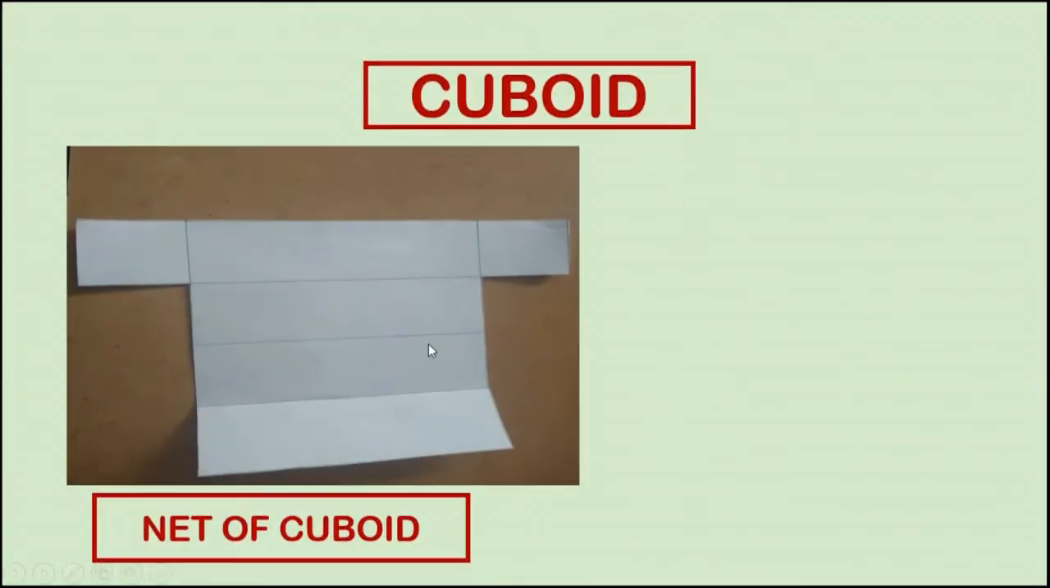Cuboid. This is a 2-dimension shape. It has length and breadth as well. This is 2-dimension, or we can say a flat surface. Here I have made the net of a cuboid. The net of a cuboid contains 4 rectangles. How many rectangles does it contain? 1, 2, 3, 4 rectangles, and these two are squares.